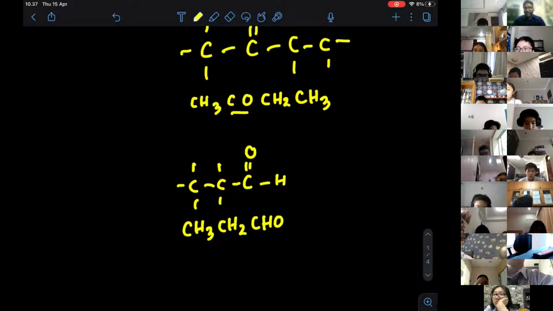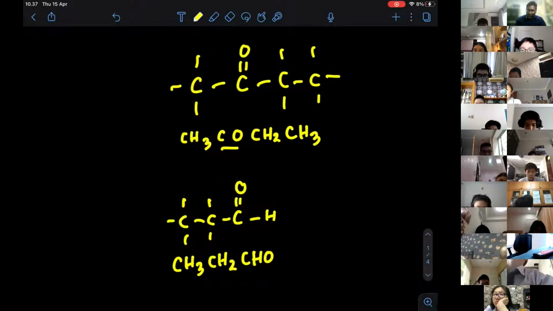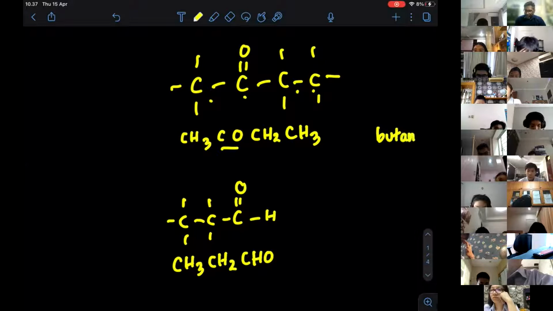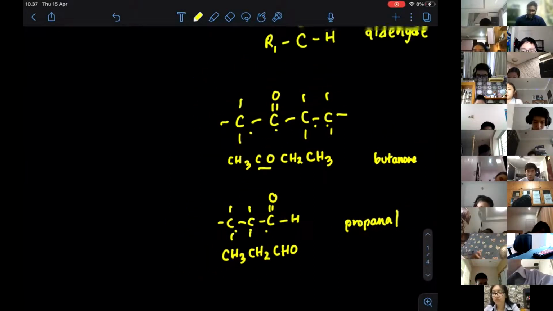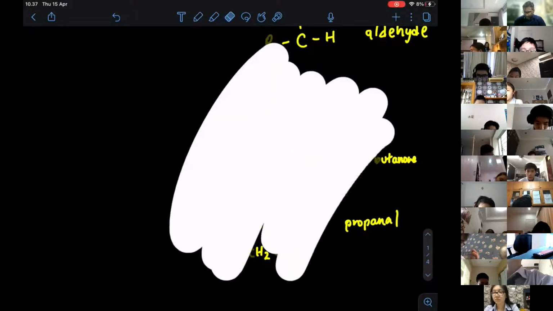And the naming part is quite easy also. You don't need to know it in detail. Anyway, 4 carbons, so it's butanone. No need to know detail about it. In this one, 3 carbons, so propanal. That's about naming. Now I will just erase this.